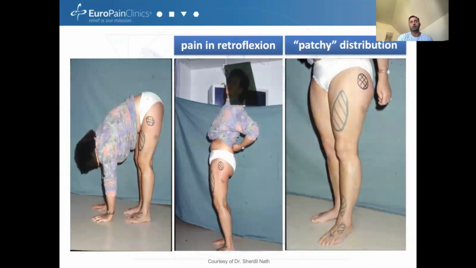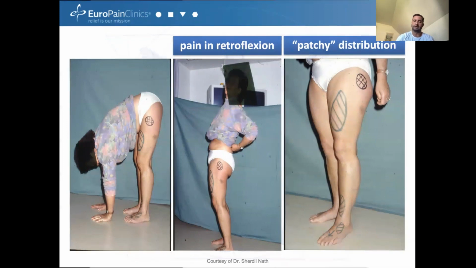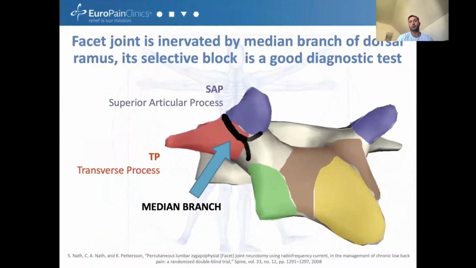And we also have some kind of no problem with bending forward, problem with bending backwards, and patchy distribution of the pain, in contrast to the radicular distribution. But it's not always exactly like that. All of us, we know it.